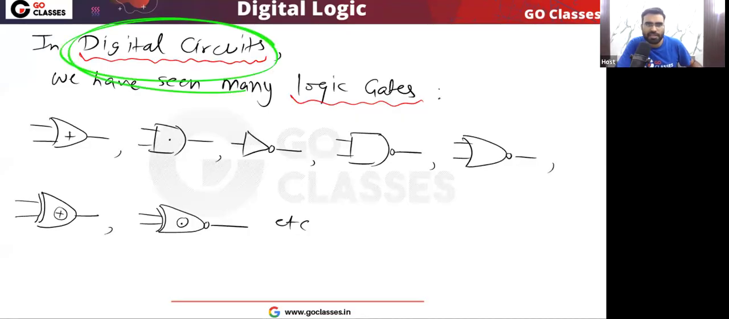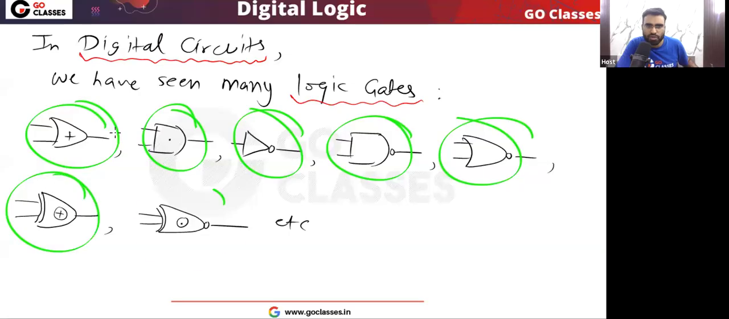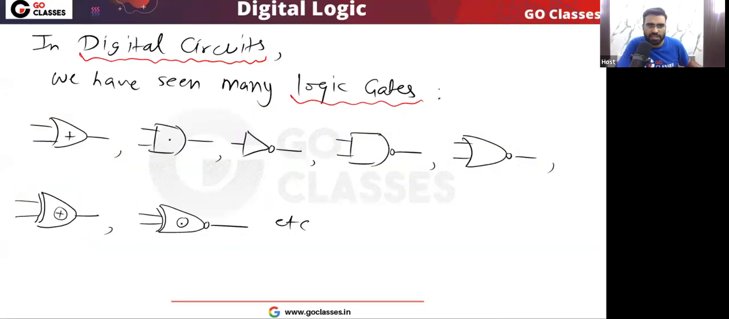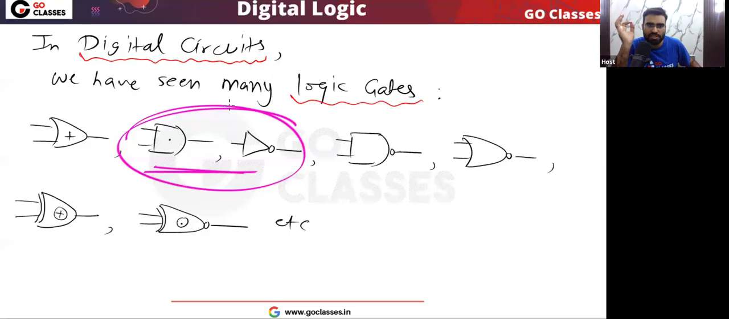Similarly, in digital logic, we study many logic gates: OR gate, AND gate, inverter or NOT gate, NAND gate, NOR gate, XOR gate, XNOR gate. Now, if I want to implement any digital circuit, I can create it using these logic gates. But is it necessary to use all of them? No. For example, if you have these two logic gates, you can implement any digital circuit.